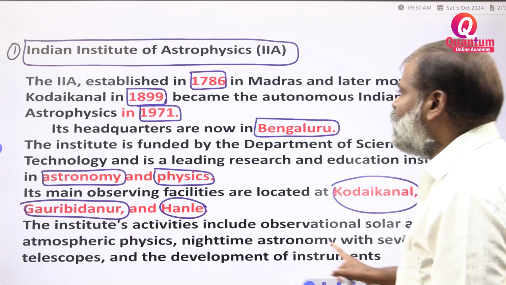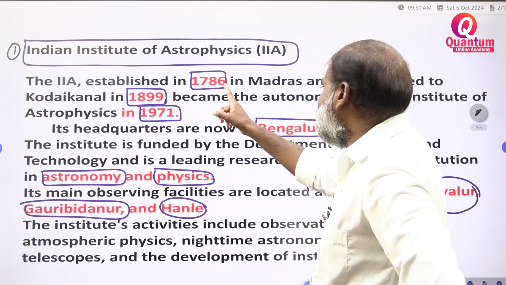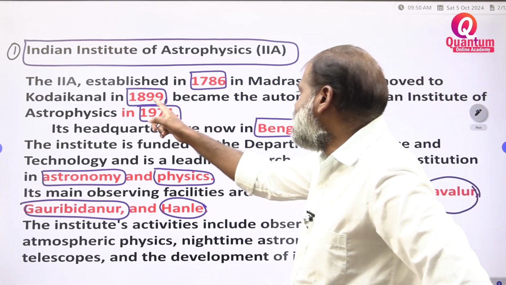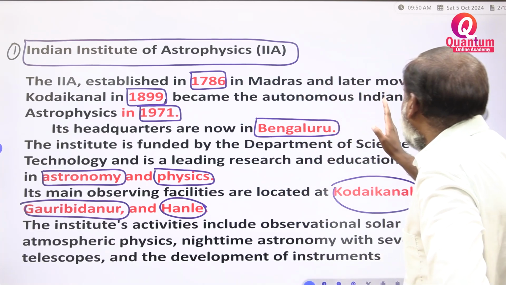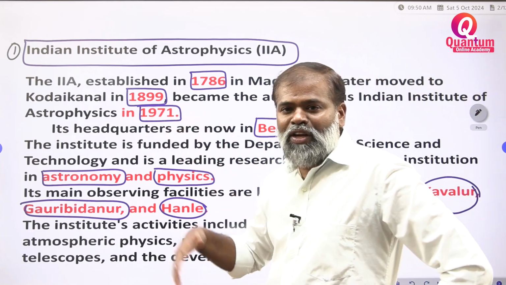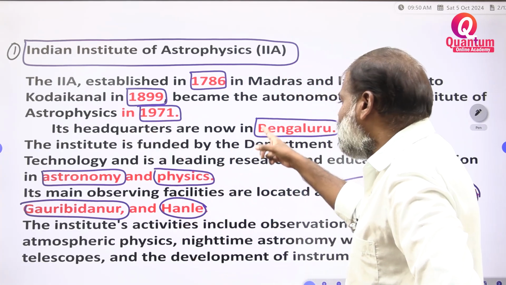Once again, you have to see the Indian Institute of Astrophysics, established in 1786 in Madras, later moved to Kodaikanal in 1899 and became the autonomous Indian Institute of Astrophysics in 1971. It became an autonomous institute. Later, the headquarters moved to Bangalore.